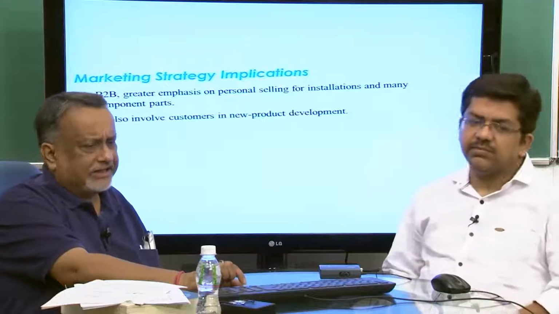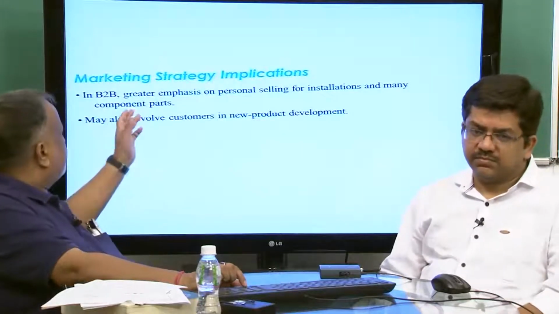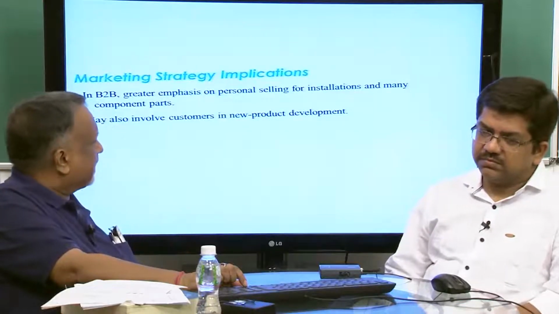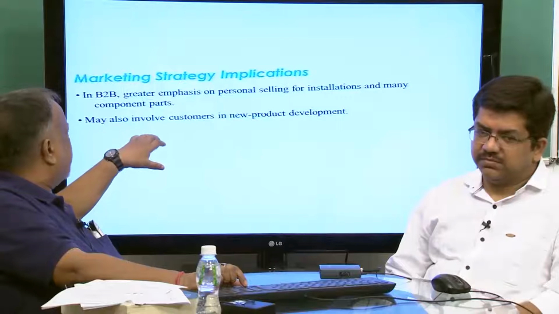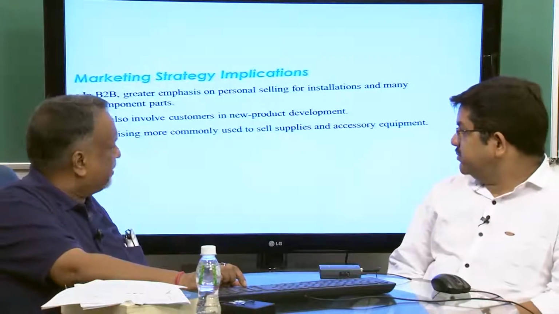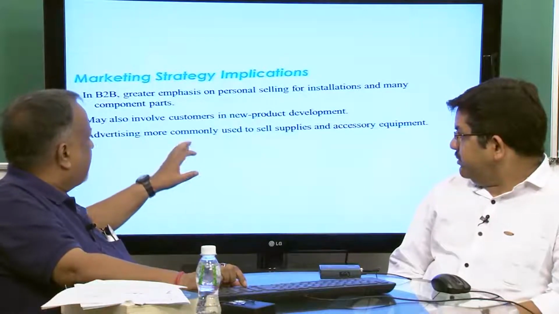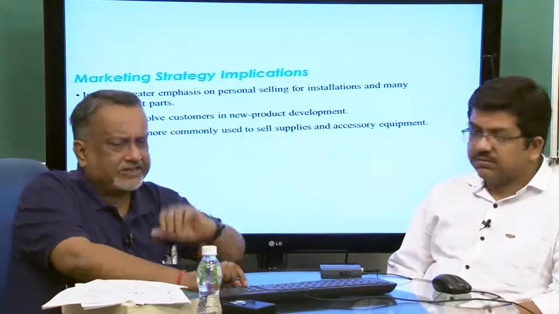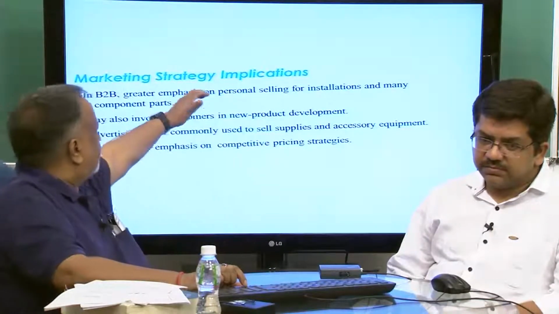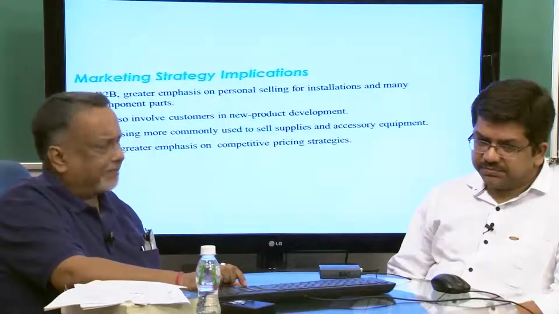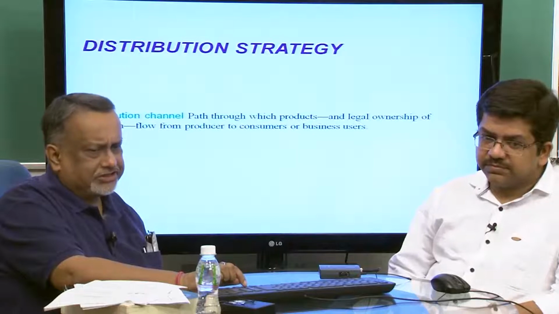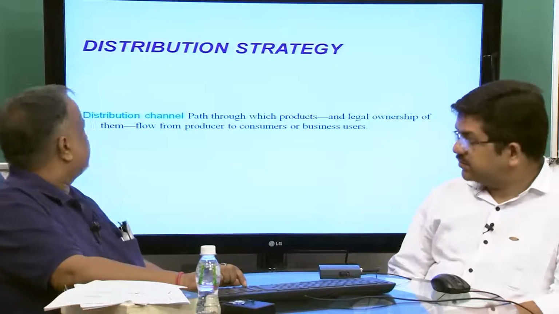So, marketing strategy implication in B2B: there is greater emphasis on personal selling for installations and many component parts, and customers are often involved in new product development. We will discuss this. Advertising is more commonly used to sell supply and accessory equipment. The main capital goods are not very advertising oriented. So, if we come to distribution strategy, these points I have already discussed.